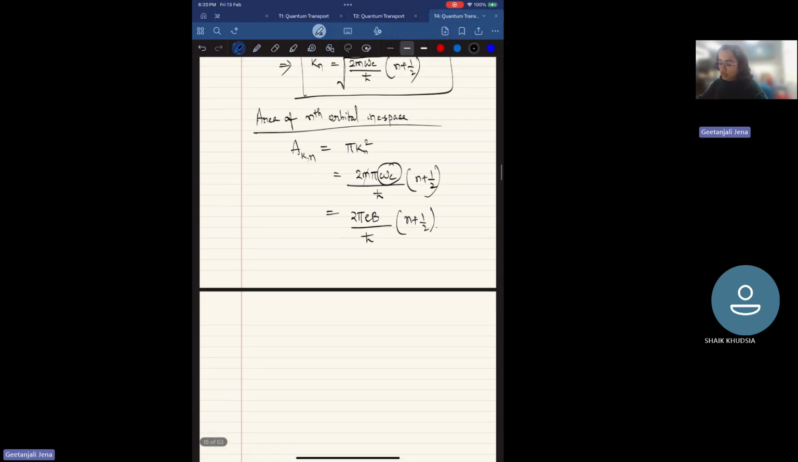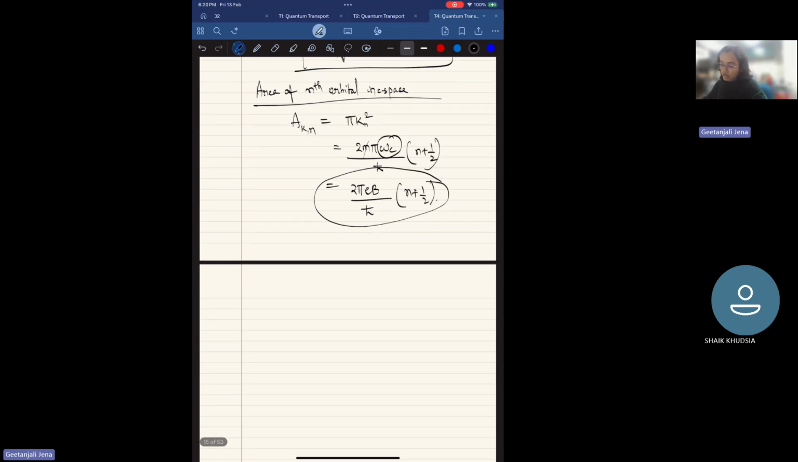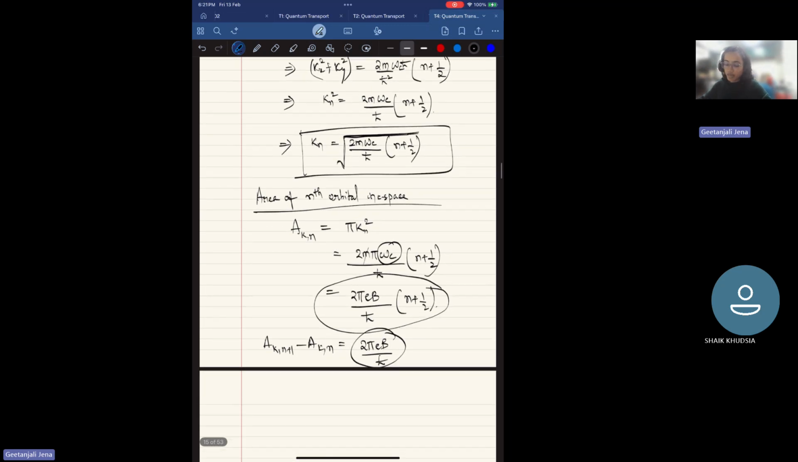So from this relation, you can find out many distinct properties of quantization in the K space. Like the area, it is quantized, and if you take the area difference, this is also quantized. So let's say if you are taking the difference between nth and n plus 1, this will be 2 pi eB by h cut. So this remains constant. So this is the quantization in the K space that we have seen in the lecture.